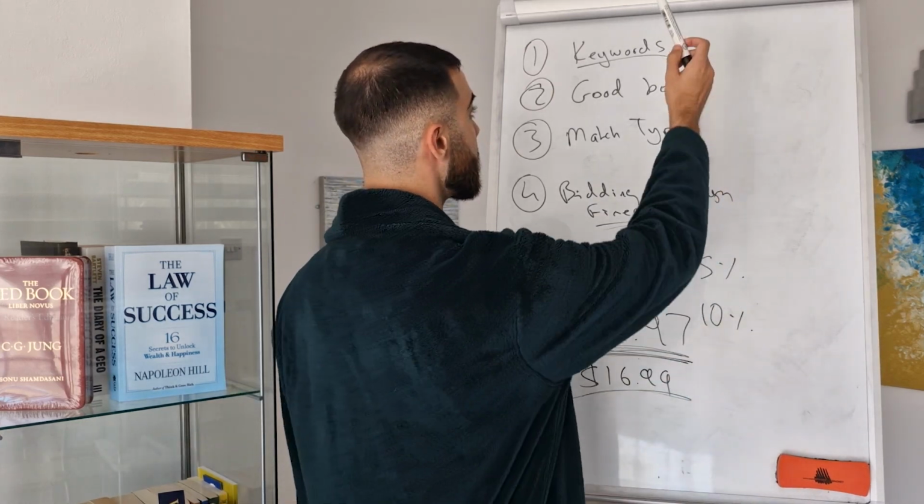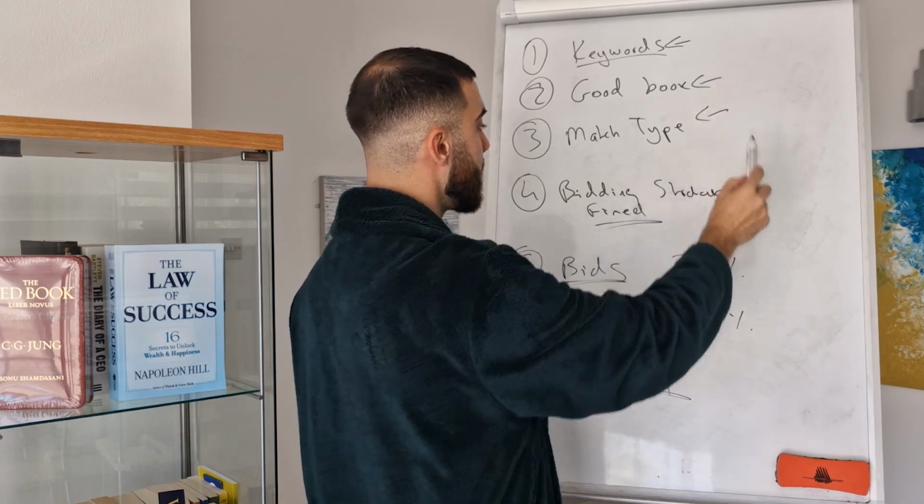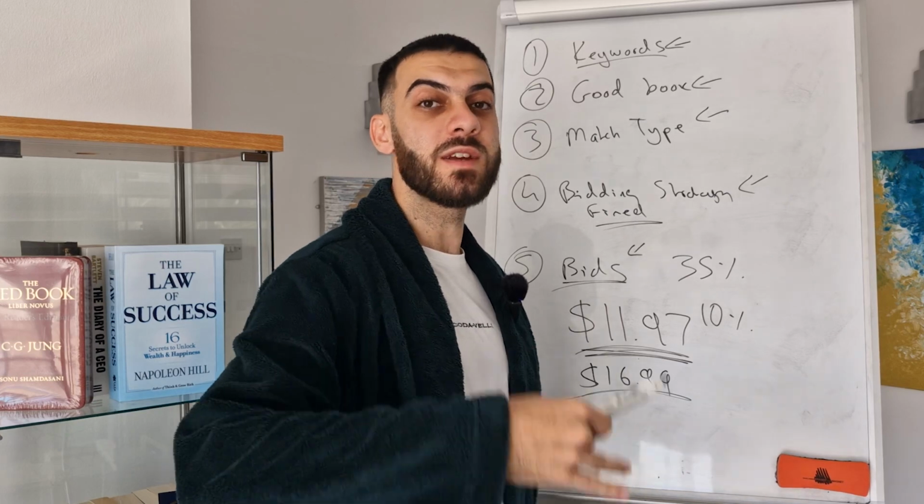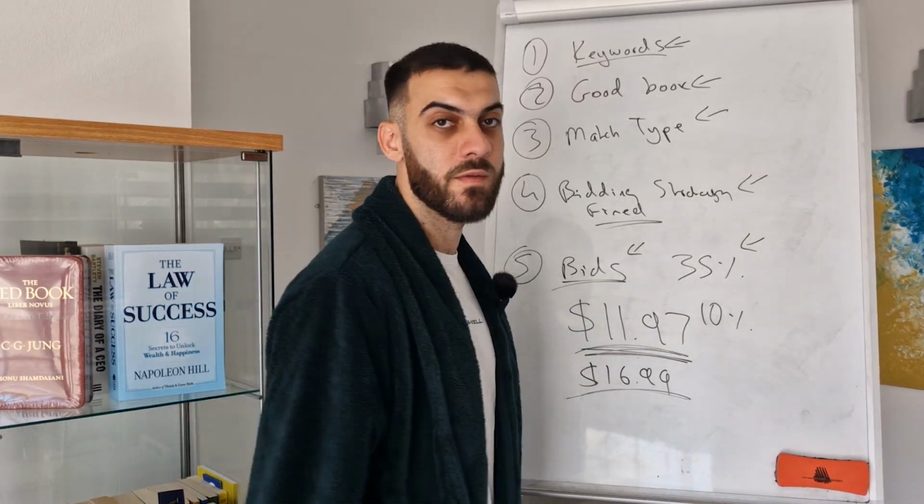But if you're super targeted, you find the correct keywords, and you have a good book, and you put the correct match type, and you use the correct bidding strategy, and you bid high enough, then you're basically giving Amazon permission to sell more of your books, which is going to give you a super high conversion rate.